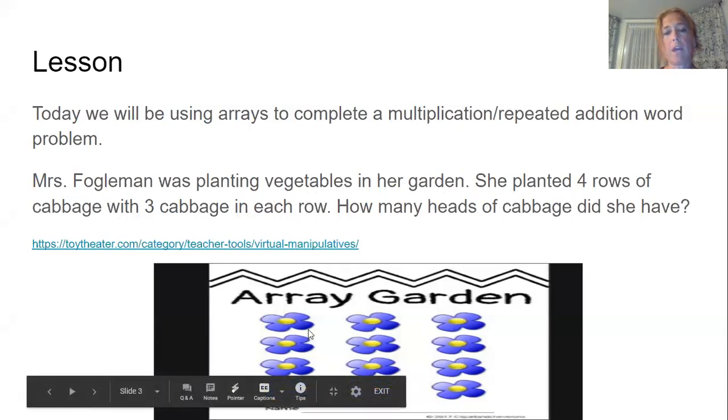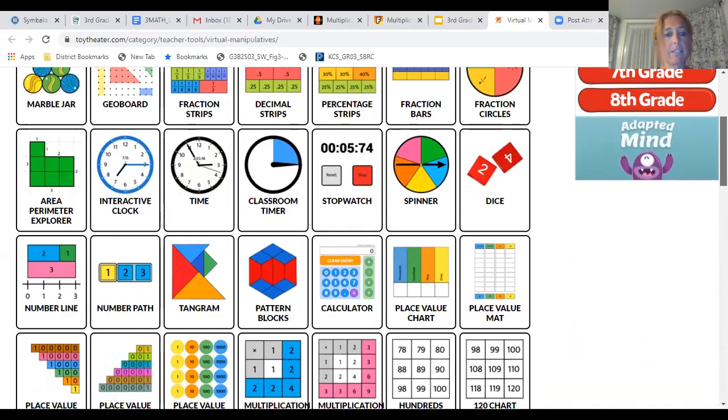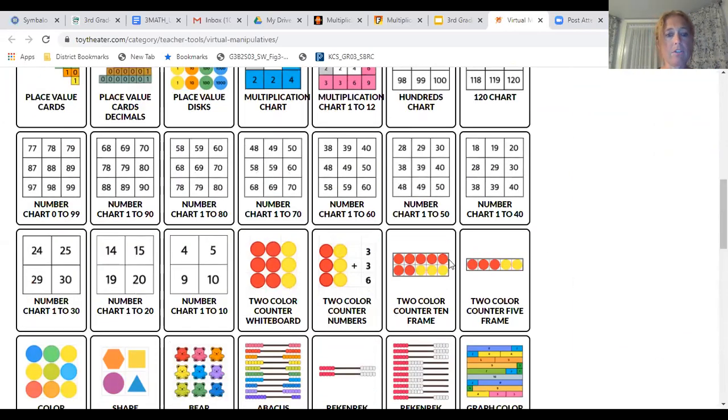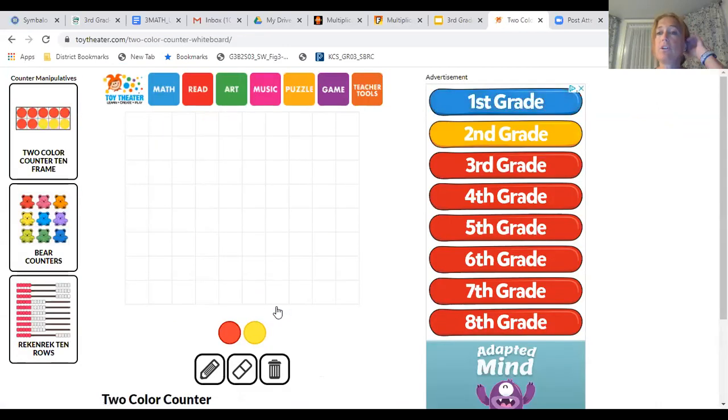Okay, so this is one way of arranging an array that looks like a garden. This person actually drew little flowers. Today we are going to be using my toolbox here, and we are going to use the counters, just to show you that you can use anything as your array. It doesn't have to be a picture of the item. It can be circles, it can be X's, whatever is easiest.